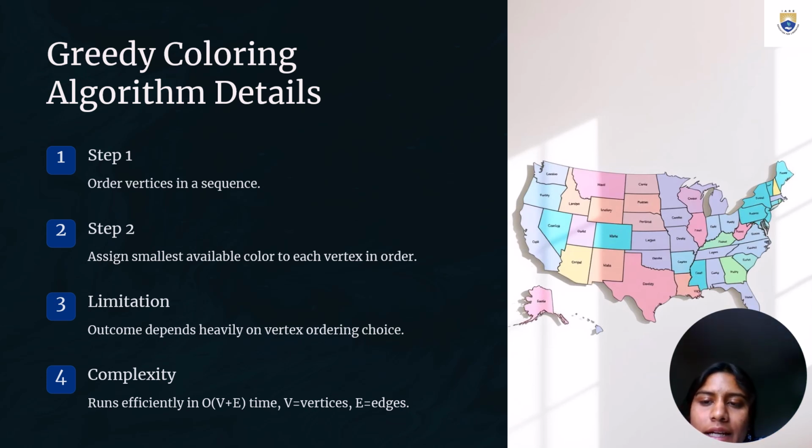Let's zoom into the greedy coloring algorithm first. It works like this. First, we have all the regions or vertices in some order. Then, for each one, we assign the smallest available color that doesn't conflict with the neighbors. Super straightforward. But here's the catch. The result depends heavily on the order we pick.